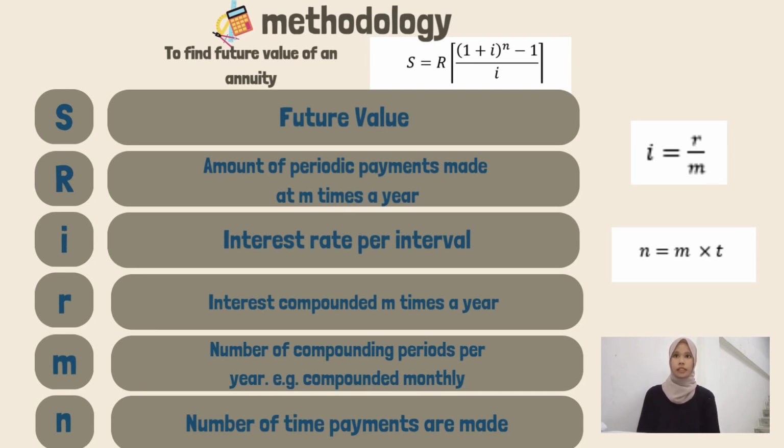The meaning of S is future value, R is the amount of regular payment made m times a year, i is interest rate per interval, i equals r per m, r is interest compounded m times a year, m is number of compounding periods per year, for example compounded monthly, n is number of times payments are made, n equals m multiplied by t, and t is the number of time periods or the duration of an annuity, usually measured in years.